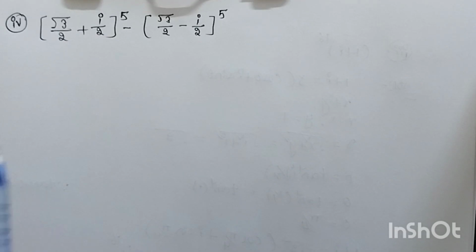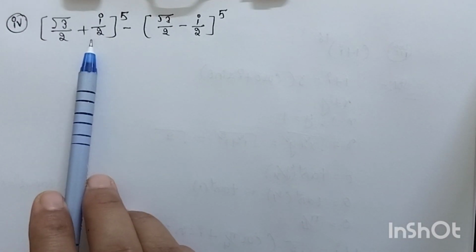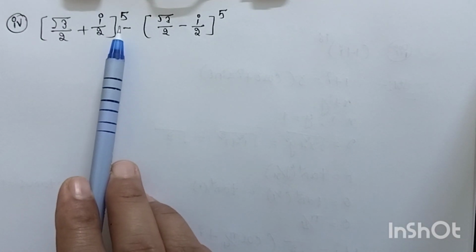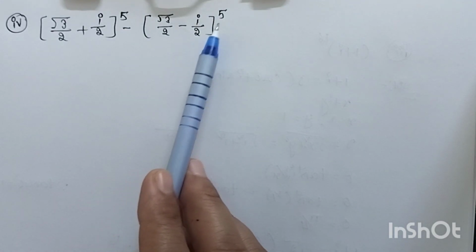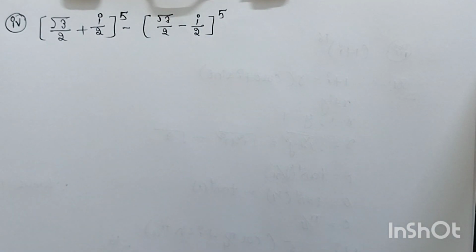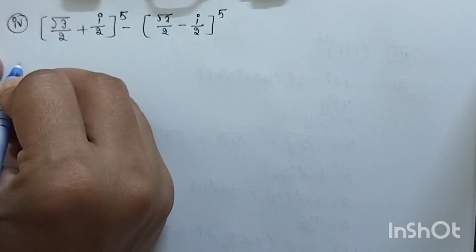Fourth problem: root 3 by 2 plus i by 2 whole to the power 5, minus root 3 by 2 minus i by 2 whole to the power 5. Solution.